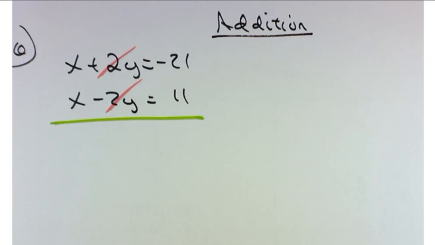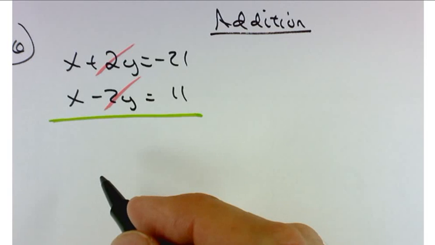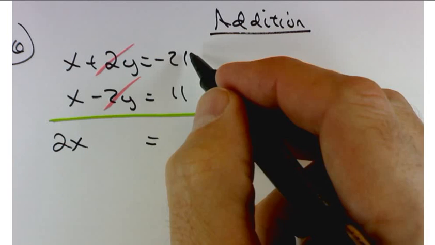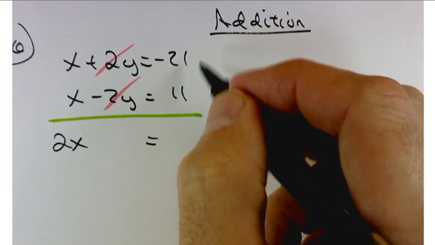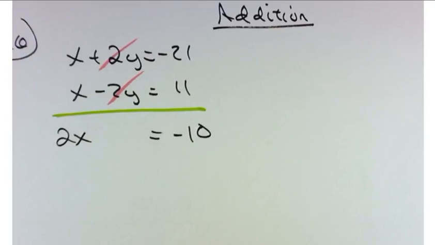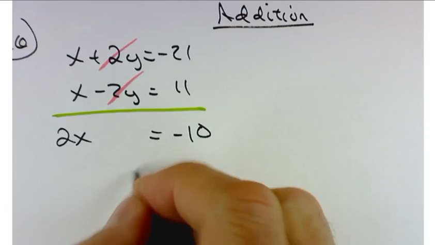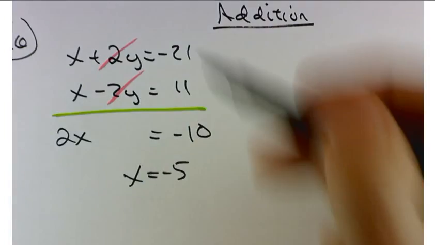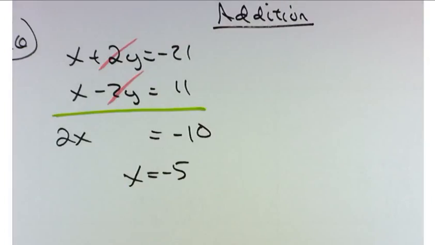x plus x is 2x. Negative 21 plus 11 is negative 10. Wow. Wait a minute. That was easy. x equals negative 5, right? Nice. We're not quite done, though. What else do we have to do? Okay, we got to find y. So pick whichever of these equations you think looks friendliest, plug it back in and find y.